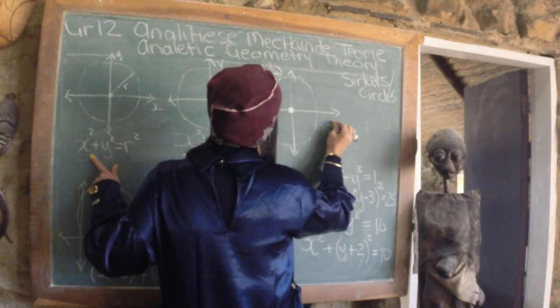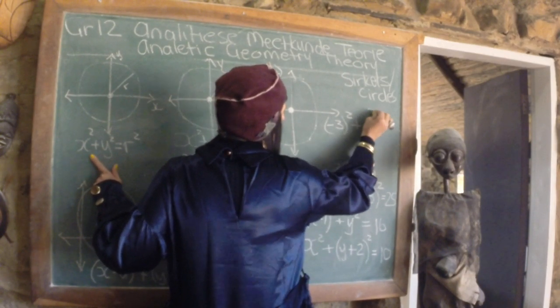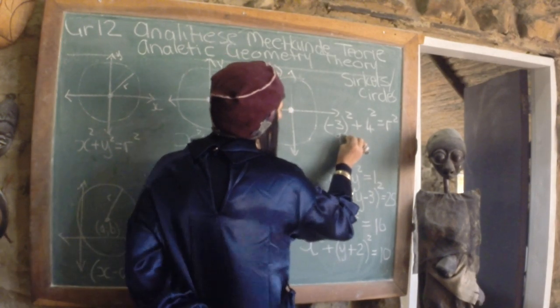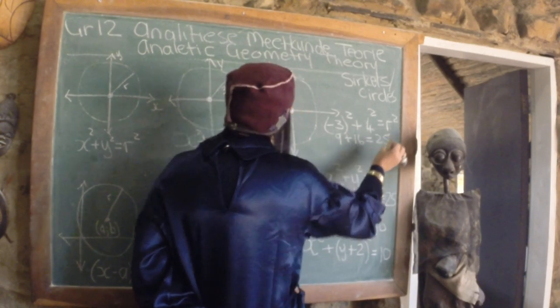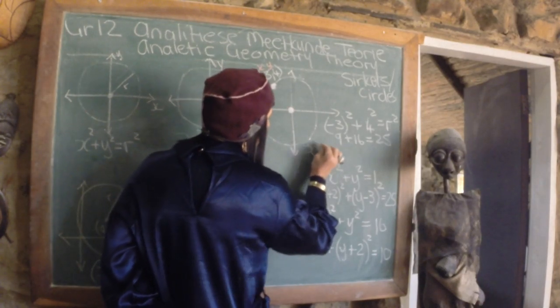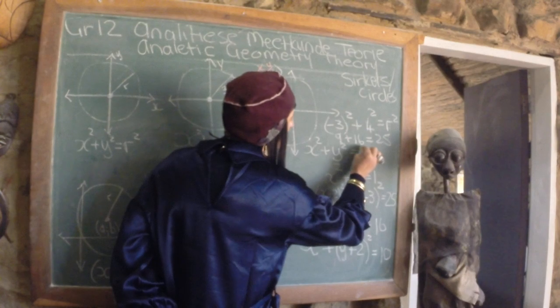We've got x squared plus y squared equals r squared. So that's 9 plus 16, and that gives us 25. So if you write down the equation of the circle, it's going to be x squared plus y squared equals 25.